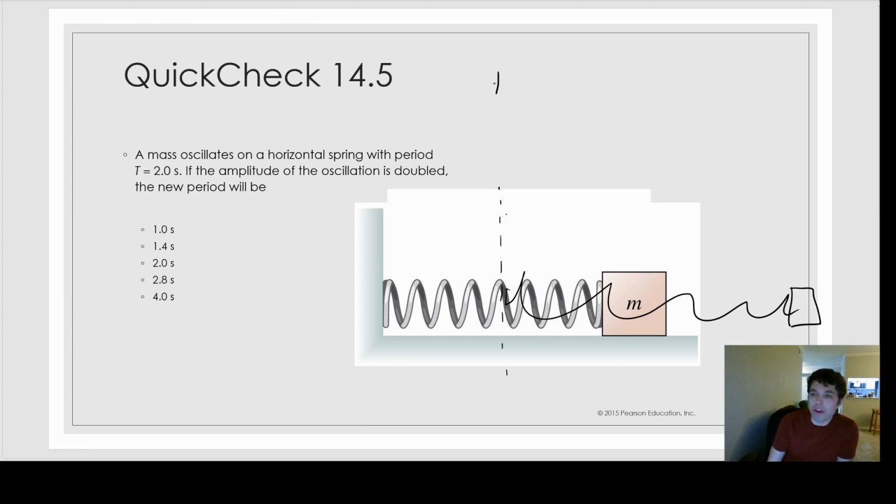All right. Well, remember, period of a spring oscillator is 2 pi square root of m over k. I don't see amplitude or displacement anywhere in here because it doesn't matter. If the period was 2 before, guess what it is now? It's still 2 because changing the distance from equilibrium doesn't make a difference. Answer is the same as before.